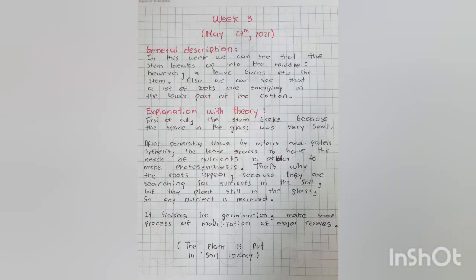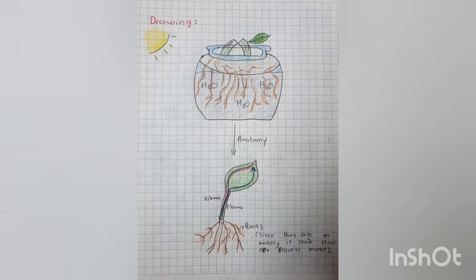In week 3, May the 27th of 2021, we can see that the stem breaks in the middle, but anyway, a leaf is born on the stem. Also, we can see that a lot of roots are emerging in the lower part of the cotton. First of all, the stem broke because the space in the glass was very, very small.